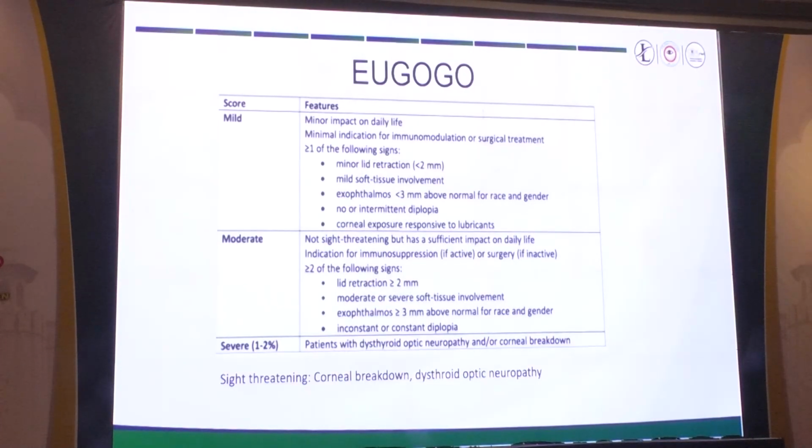This is the European guidelines. This is the one that we are most likely familiar with, which divides it into mild, moderate, and severe. Severe has the DON and corneal breakdown. In moderate, there is lid retraction more than 2 millimeters, exophthalmos more than 3 millimeters, quality of life hampered. In mild, the quality of life is somewhat sustained with mild lid retraction, mild exophthalmos, no or intermittent diplopia, whereas in the moderate you have diplopia.